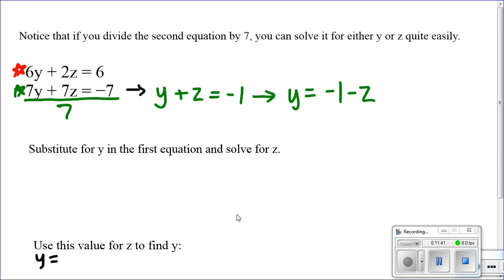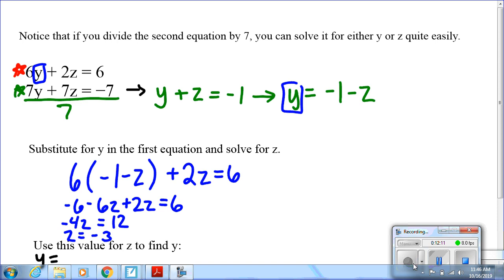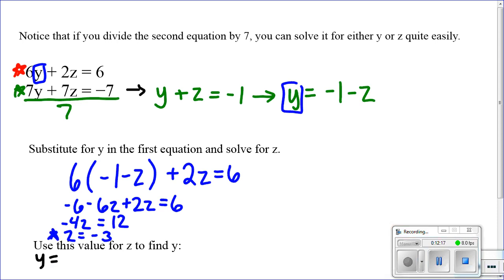So y equals negative 1 minus z. Well, now that I have a y, think back to how you've solved systems in the past. I can take that y and I can substitute it into one of my equations in order to find my other variable. So now I have 6 times y, which is negative 1 minus z, plus 2z equals 6. Again, pause and go ahead and solve that for z. All right, so go ahead and check your work with mine. So I got z equals negative 3 by simplifying and solving that equation.